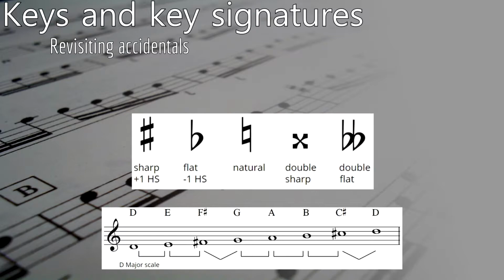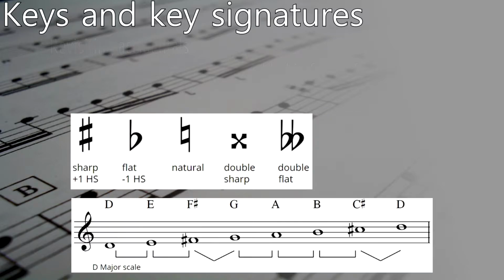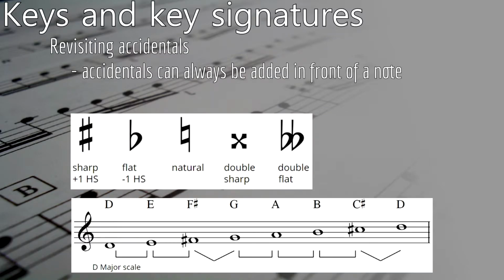And in the same way, flats do this the other way around. So an E becomes an E flat, a B becomes a B flat. And the natural is some kind of neutralizing of the first two. So an F sharp again becomes an F, and an E flat again becomes an E. You can add these accidentals anywhere in your music, in front of a note, and they will hold for one bar. And in the next bar they won't hold anymore.